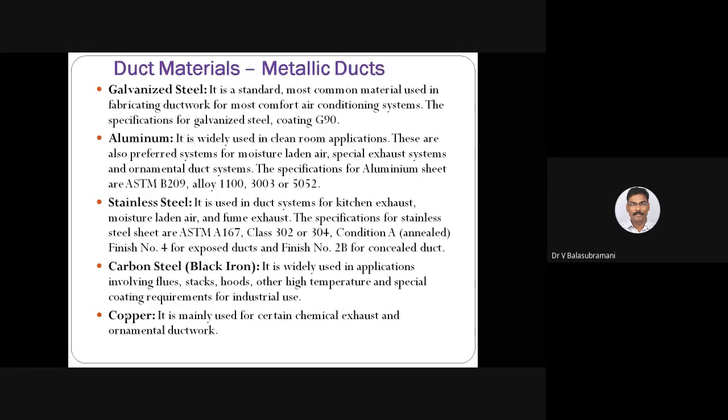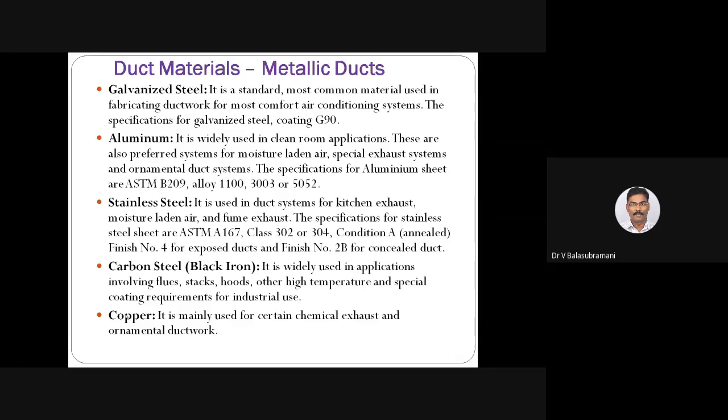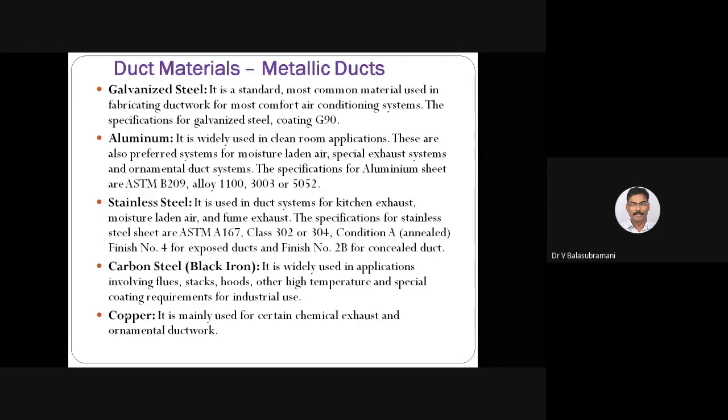And then duct materials. If you talk about duct material, these are the popular metallic materials: galvanized steel, aluminum, stainless steel, and carbon steel, as well as copper. Copper is mainly used for chemical exhaust as well as ornamental ductwork. Mostly in our systems, there is residential and other uses. The aluminum ducts are playing a vital role in duct material. Aluminum is the most popular material.